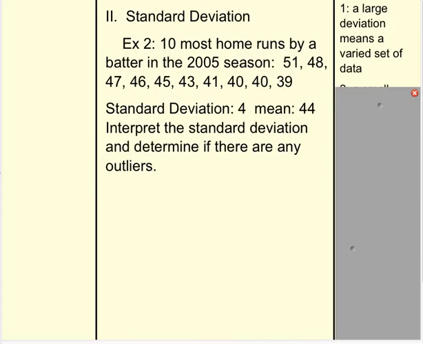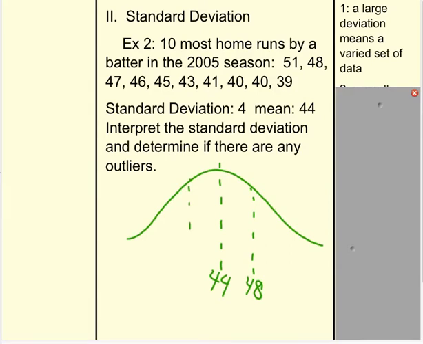Okay, so what I want you to picture is this bell curve. We've got our mean or our average in the middle. So that's 44 home runs was the average for the people who scored the top 10 most home runs. Our standard deviation is 4. So if we add 4 and subtract 4, if you remember that first bell curve, about 68% of the data should fall from 40 to 48 home runs.